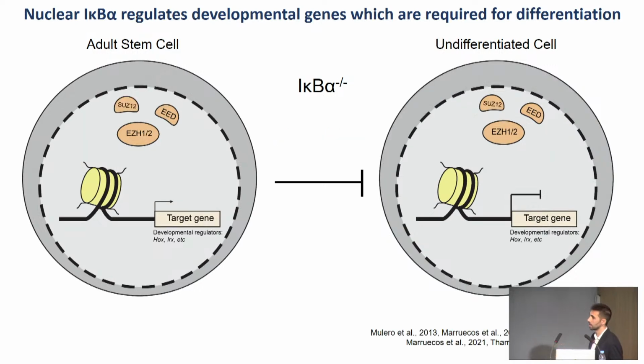Because when you deplete IκBα in those stem cells, at basal level that specific subset of genes presents a higher expression. However, upon differentiation cues, that subset of genes cannot be properly activated and the differentiation is blocked. So this fact, that IκBα is regulating the differentiation potential of different adult stem cells, as well as binding different developmental regulators, raises the question whether this nuclear function of IκBα could be important even earlier in development.